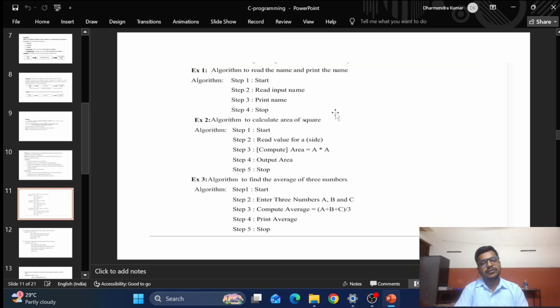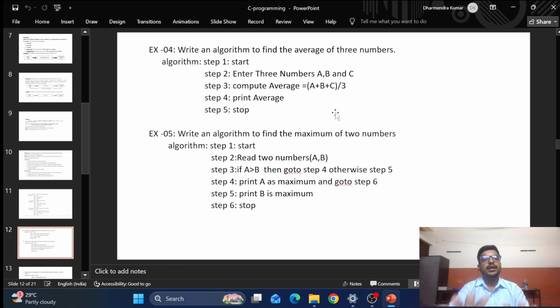Algorithm to find the average of three numbers. Okay. So here what we will do, first you have to start with step 1, start the algorithm. Step 2, enter three numbers A, B, and C, compute the average, and then print the average, and then stop. Okay. Then also write an algorithm to find the maximum of two numbers. These all are the algorithm steps.